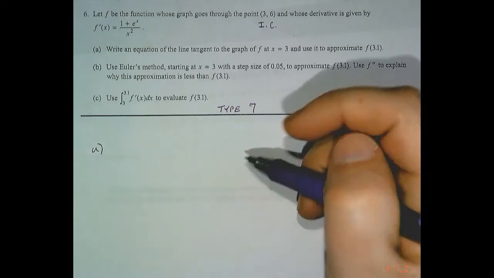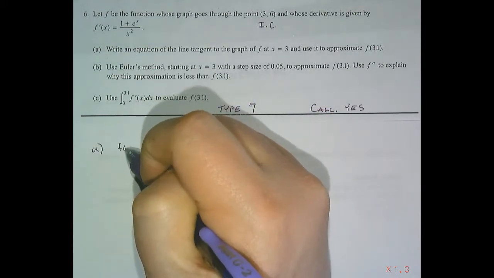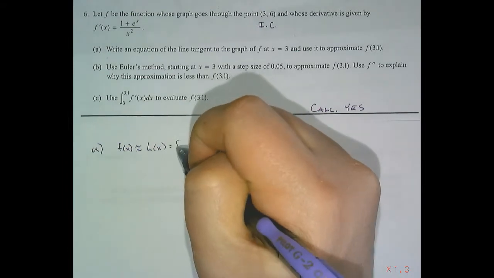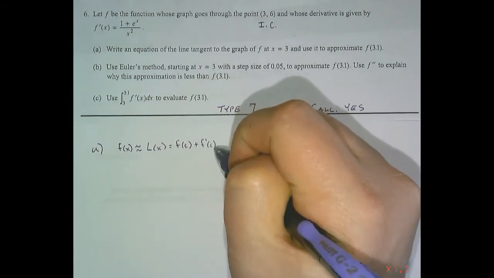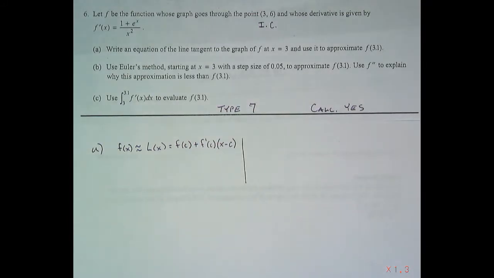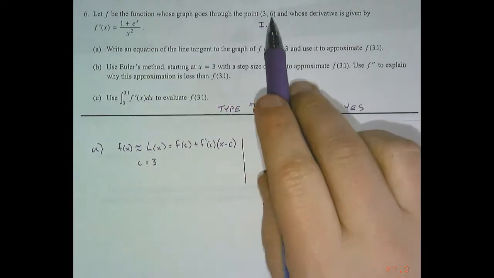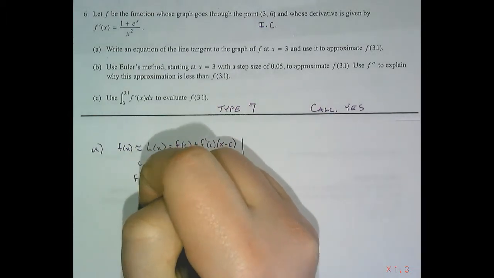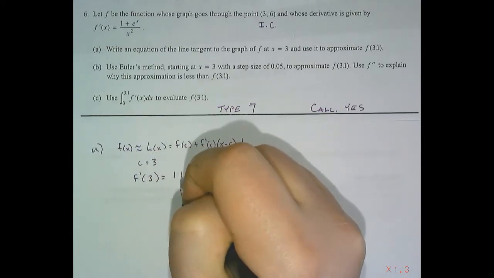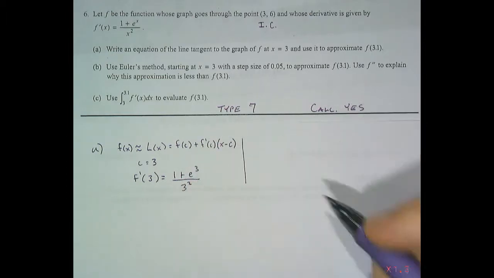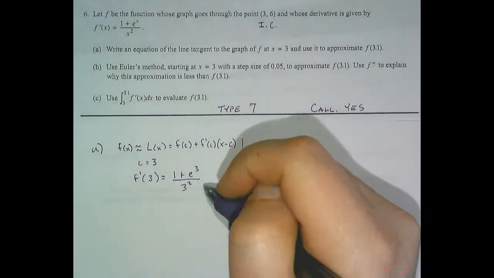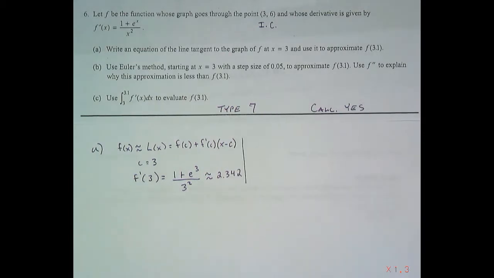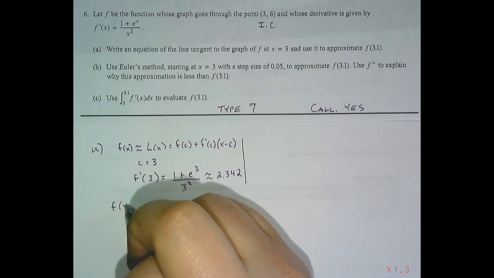So we're doing two things. First off, we are going to write the tangent line approximation. And using Taylor's form, the tangent line approximation is f of the center plus f prime of the center times x minus the center. And they told us that the center is at 3. In other words, use the tangent line at 3 to make the approximation. So the first thing we need to do is find f prime of our center. So f prime of 3 is equal to 1 plus e to the third over 3 squared. And if you grabbed a calculator and typed this in, you'd find that this value is approximately 2.342, or 343.